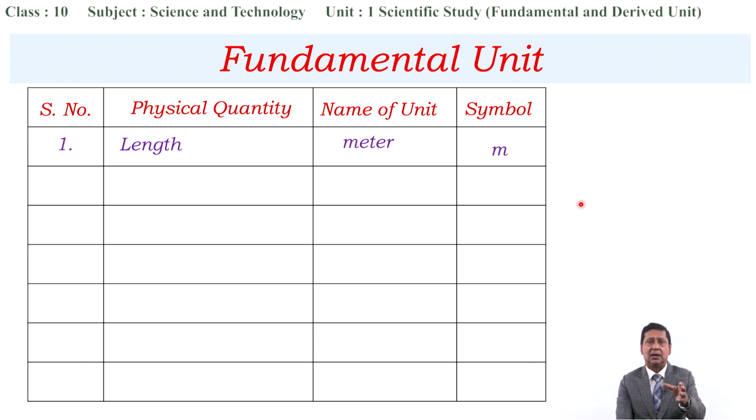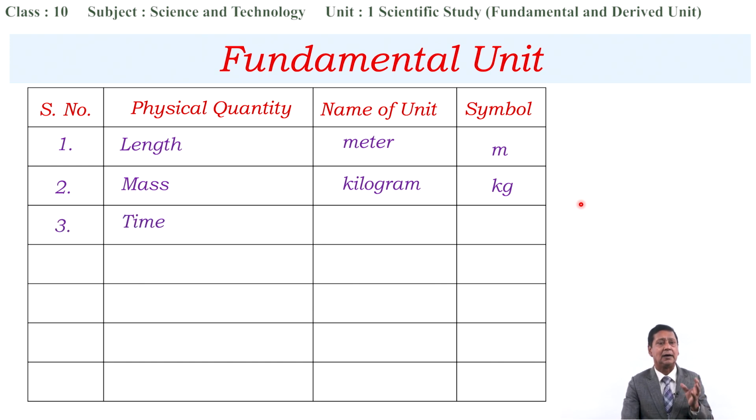We are talking just about the SI system. Length is measured in meter, symbol is small m. And second, mass. Mass is measured in kilogram and the symbol is kg. K is small, g is also small. Don't be confused, we cannot write capital K. Okay, third, time. Time is measured in second and the symbol is small s.